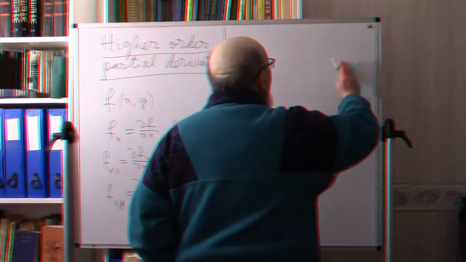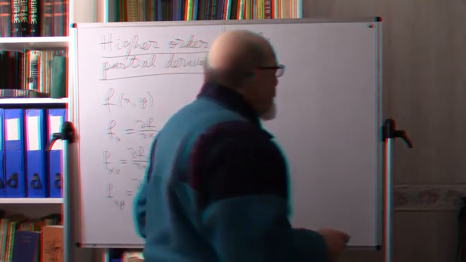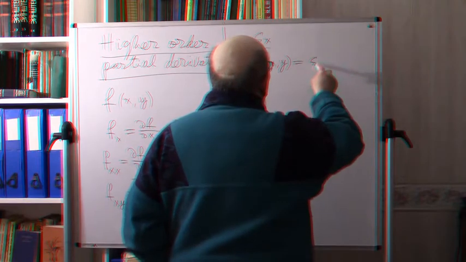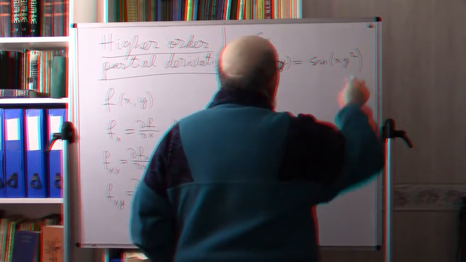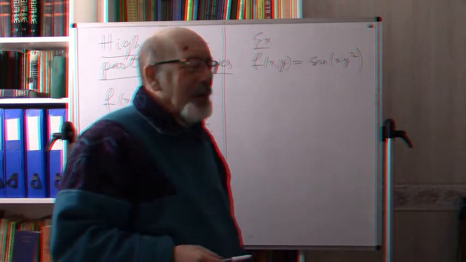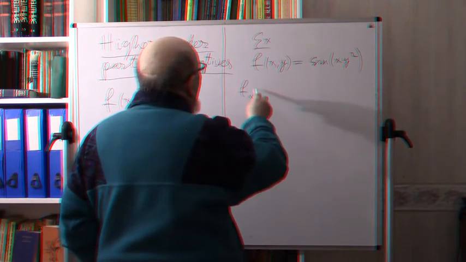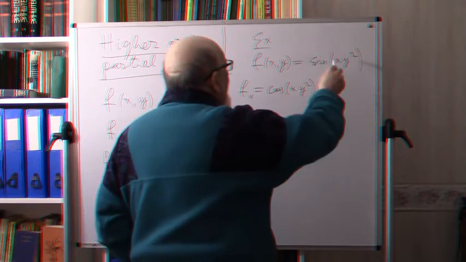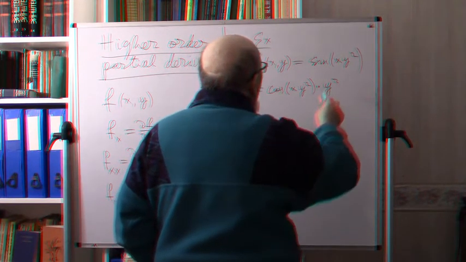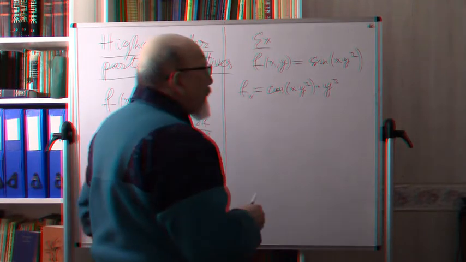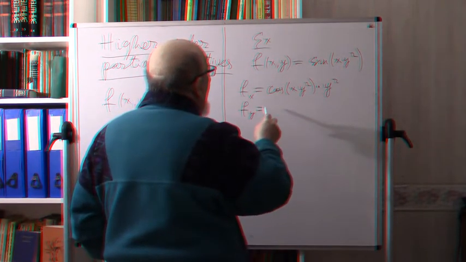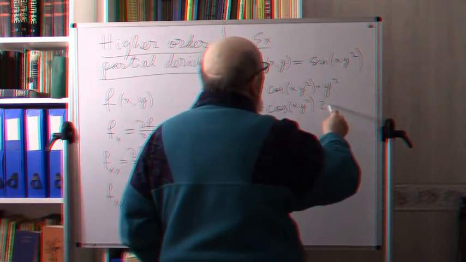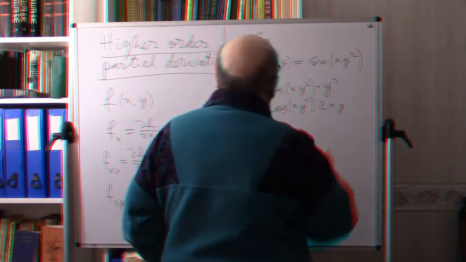Now consider an example. f of xy equals, say, sine of xy squared. We can take an arbitrary function, let's take this. So fx equals cosine of xy squared times the derivative of xy squared, so y squared, since y is a constant when we differentiate with respect to x. fy equals cosine xy squared times 2xy. Yeah, x times 2y.